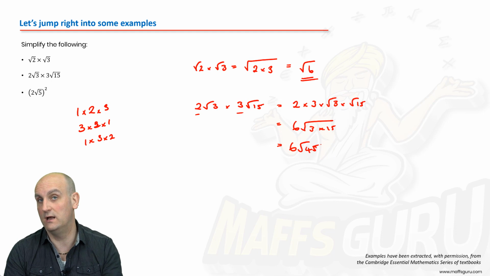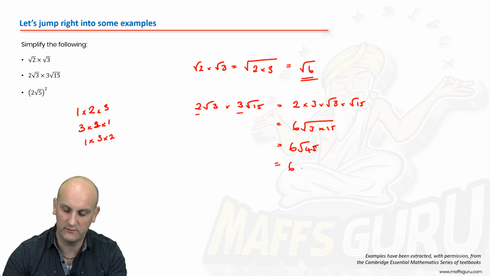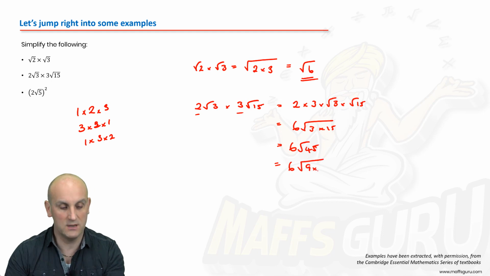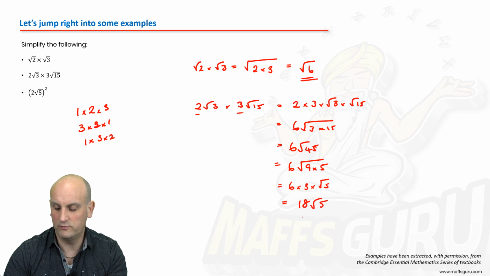Can this go any lower? Well, let me think. We've got 1, 4, 9, 16. Hold on, 9. 9, 18, 27, 36, 45. 9 goes in there 5 times. So we've got 6, and I've got 9 times 5. It becomes 6 times 3 times the root of 5, which gives me 6, 12, 18 root 5.